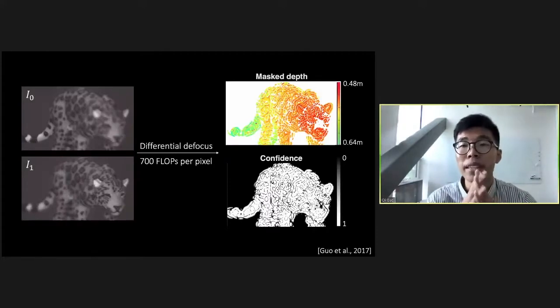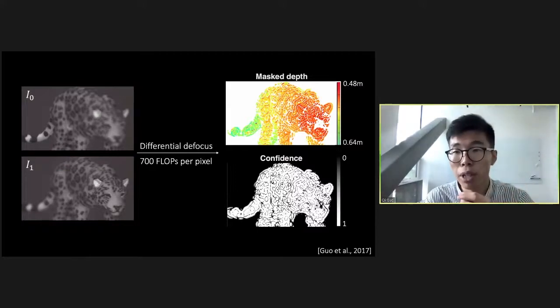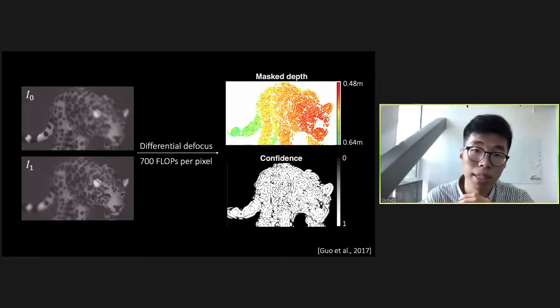The work is based on a depth sensing algorithm called depth from differential defocus developed by our group. By using this algorithm, we can estimate a per-pixel depth and a confidence estimation of a given scene from two shared-perspective, differently defocused images without active illumination and with very cheap computation. Here, the depth is masked according to the confidence, so that only pixels with confidence higher than a threshold are shown.